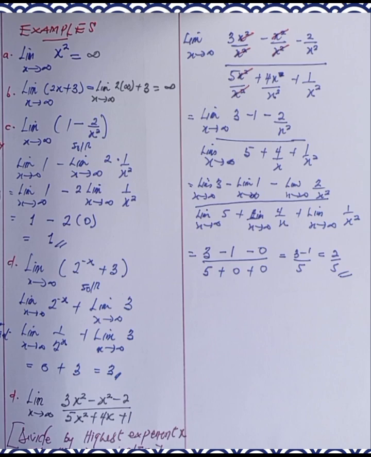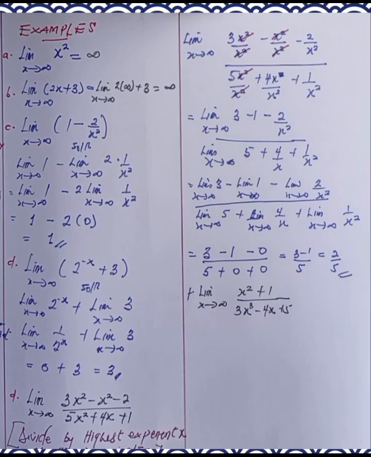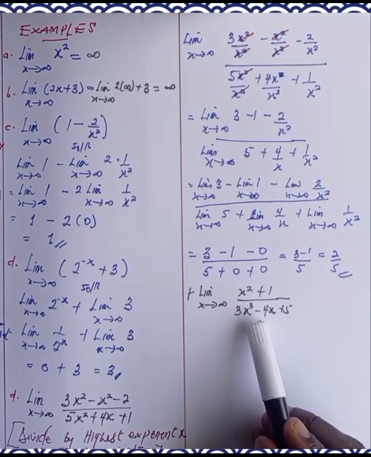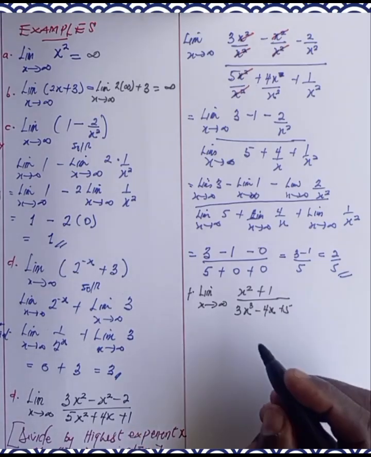That is that. Let's take the next example. So we have to find the limit of this function as s approaches infinity. So this is a rational function, so we divide both the numerator and denominator by the highest exponent of x in the denominator.